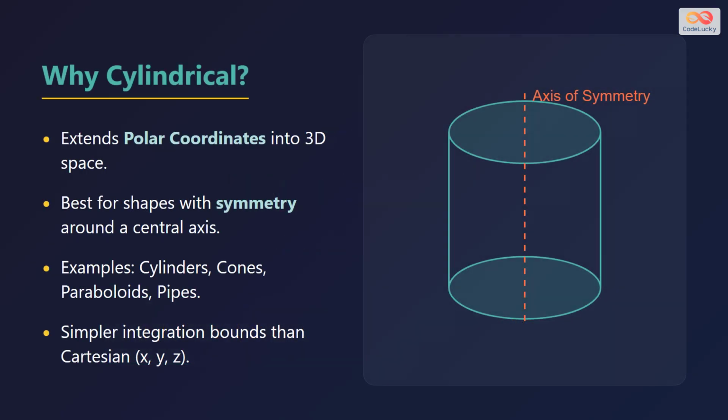So, why do we need a new coordinate system? Cylindrical coordinates are essentially an extension of polar coordinates into 3 dimensions. They are incredibly useful when we are dealing with shapes that have symmetry around a central axis, such as cylinders, cones, pipes, or paraboloids. In these cases, using cylindrical coordinates simplifies the limits of integration significantly compared to using x, y, and z.